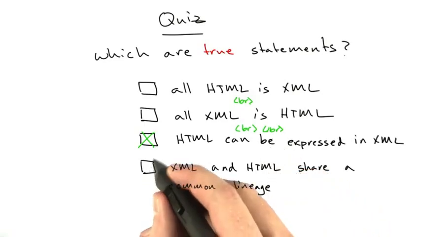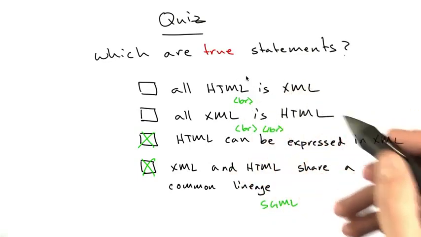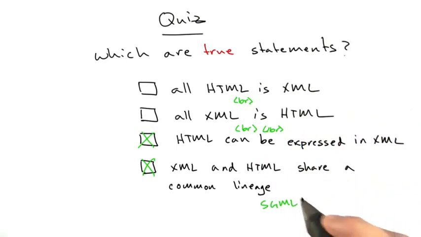And the final answer, XML and HTML share a common lineage. This is also true. Remember, their ancestor is SGML, which stands for Standard Generalized Markup Language. And there are actually many other types of documents that descended from SGML, and HTML and XML are the two that will affect our lives in this course.